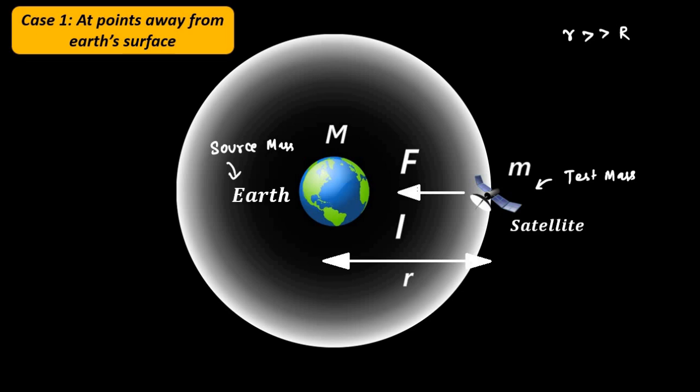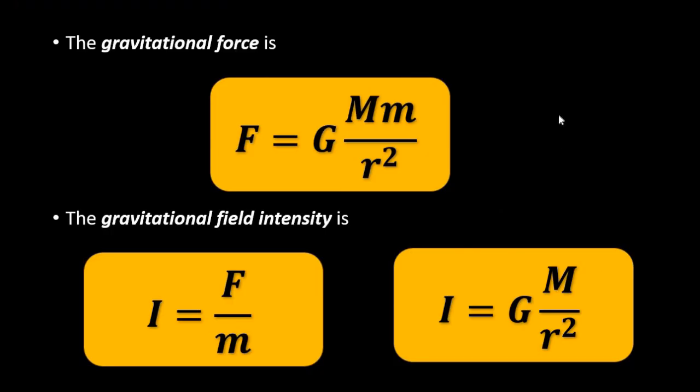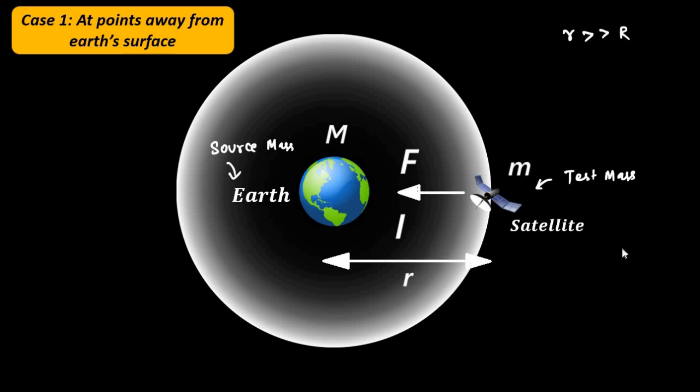Again, if you see here, the intensity of gravitational field is directly proportional to the mass of the Earth, and it is inversely proportional to the square of the radial distance or separation distance. So here, as the separation distance increases, the gravitational field intensity of Earth will decrease.